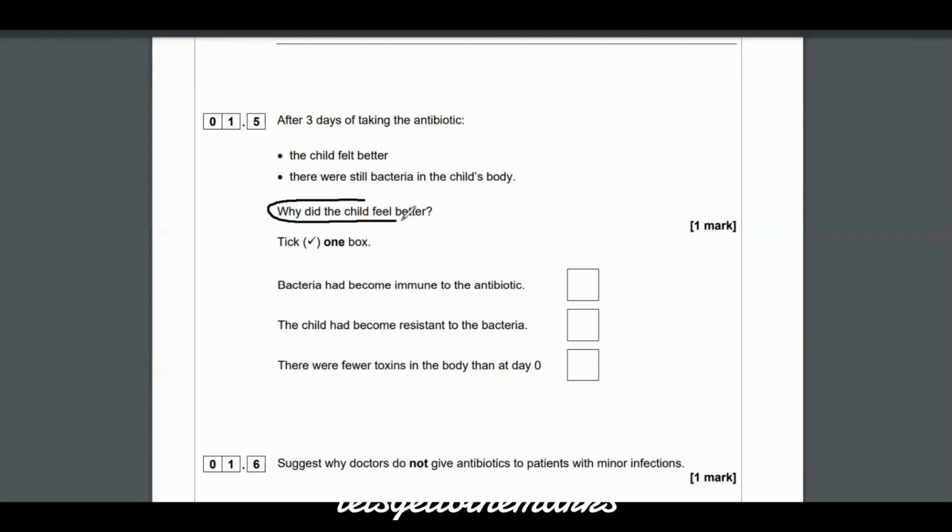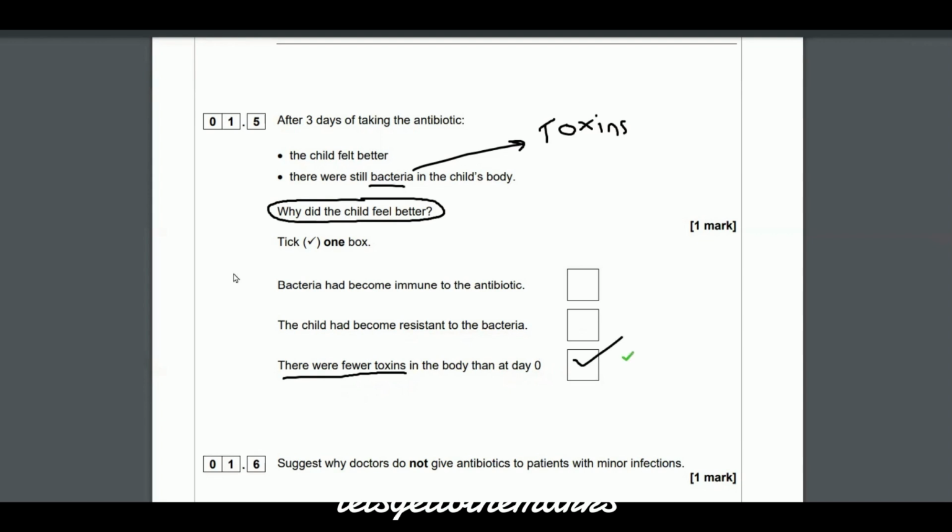We have to ask ourselves what was making the child feel ill in the first place. Why do bacteria make you feel ill? Bacteria produce a poison that damages your cells called toxins. So, the reason the child felt better was because there was less toxin in the body.